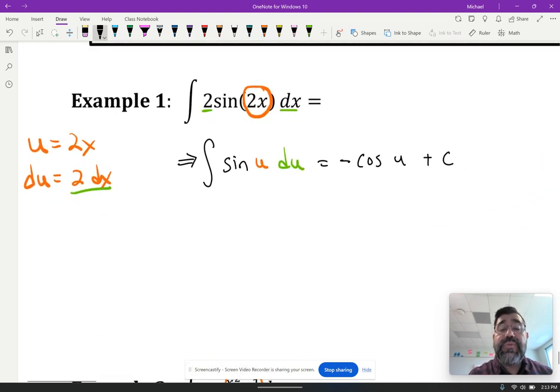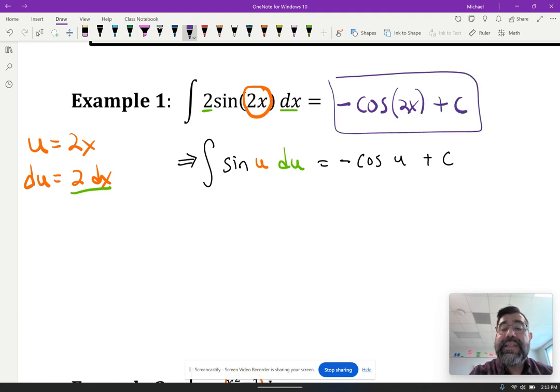My original variable was x. So this whole thing becomes, and I'm going to write the answer in purple here, negative cosine of u, which was 2x, plus c. And there is my antiderivative.